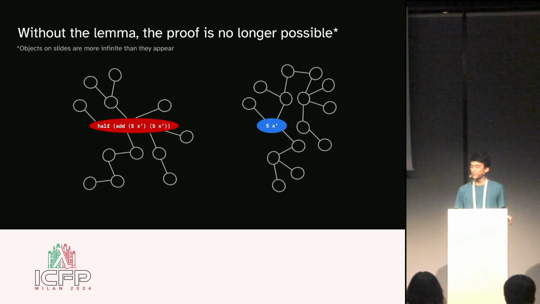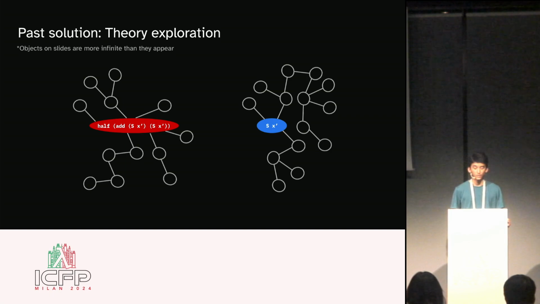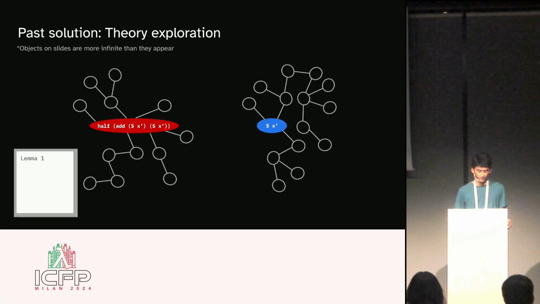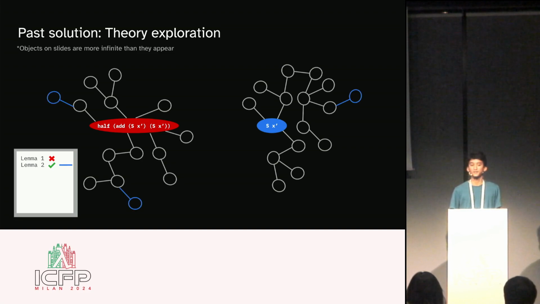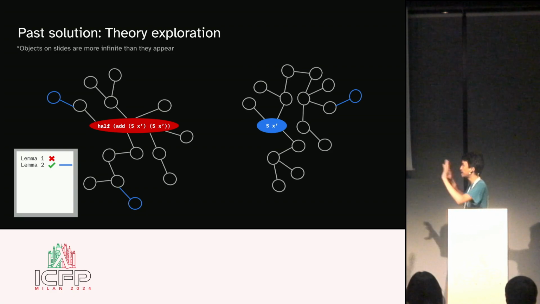And so how do past solutions deal with this? Well, the past solution is something known as theory exploration, where we basically take all of the symbols that constitute our equation, and we're just going to start enumerating lemmas that concern them. We'll start with lemma number 1, try and prove it. Oops, that failed. That's okay. We'll just go to lemma number 2. And so when we prove lemma number 2, that's going to increase our search space. We've proved lemma number 2, and we're now going to restart the search.